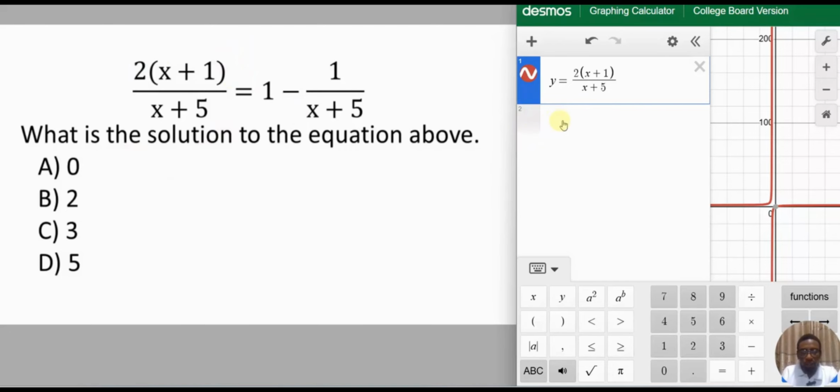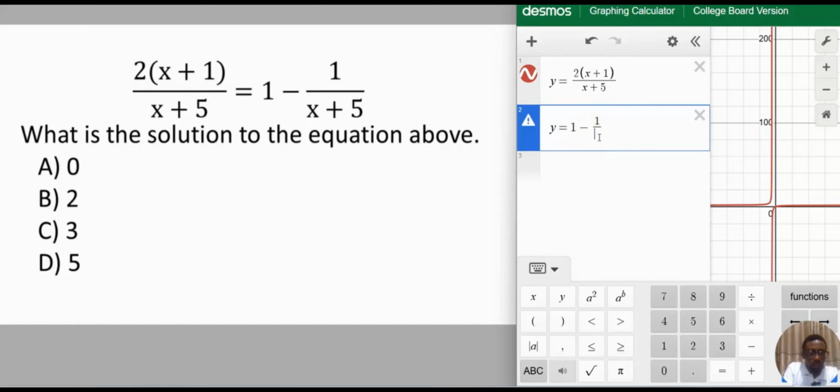Then on the right, I have y = 1 minus the same idea. I click on this divide. They give me a fraction, numerator and denominator. So I have 1 divided by x + 5.